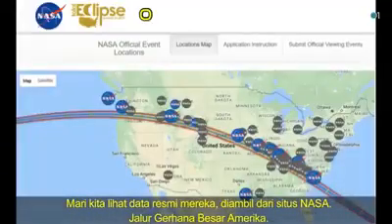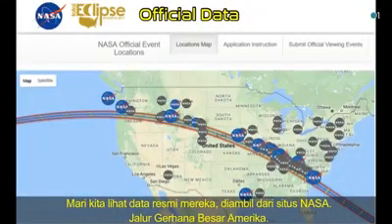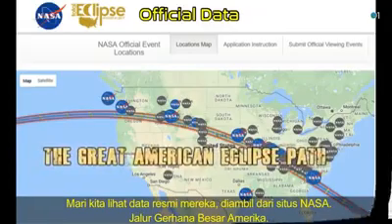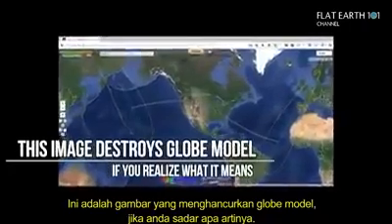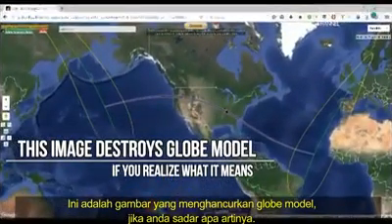Let's take a look at their official data taken from NASA's website, the Great American Eclipse Path. NASA also provides external link for more details. This is a picture that destroys globe model if you understand what it means.